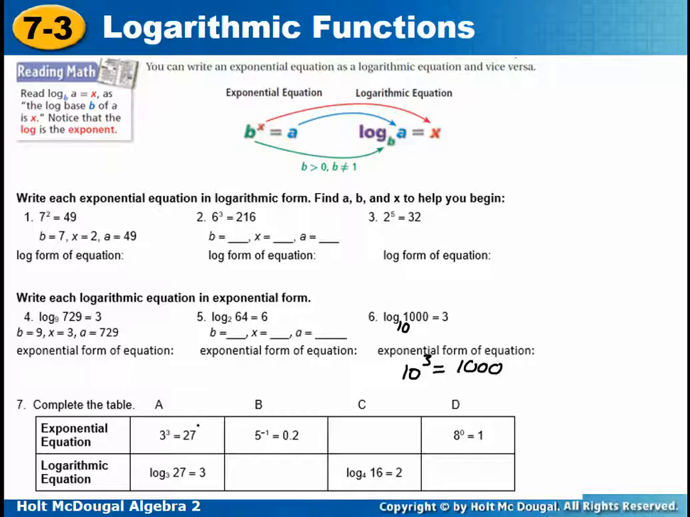In number 7, to complete this table, first of all, A is already done. 7A is completed. For B, you're going to change this exponential form into log form. And for C, you'll change the log form to exponential form. So you just need to look at what's missing and then know whether you have to convert from exponential to log or log to exponential.